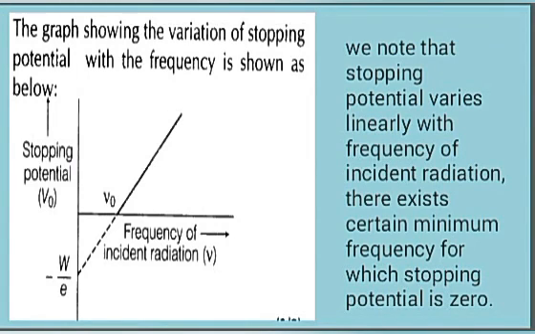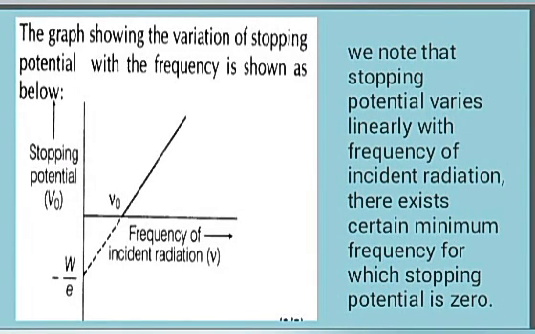From the graph of stopping potential and frequency of incident radiation, we note that stopping potential varies linearly with the frequency of incident radiation. And there exists a certain minimum frequency nu naught for which stopping potential is 0. In this graph, frequency of radiation is taken along the x-axis and stopping potential along the y-axis.